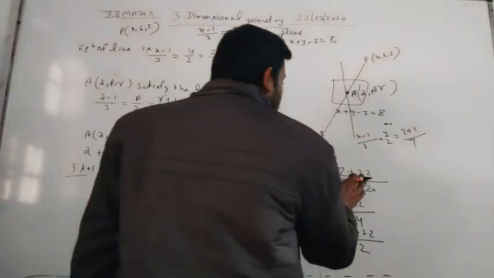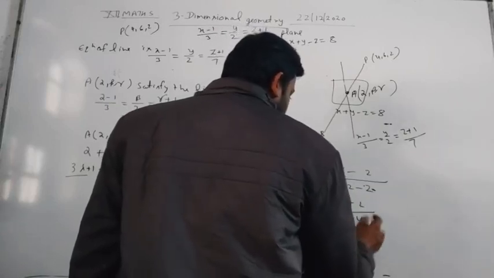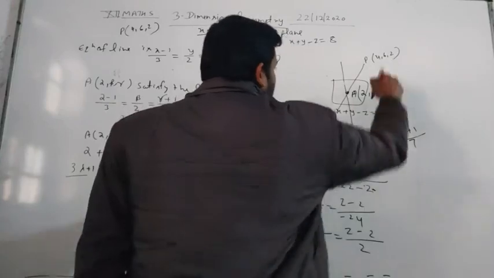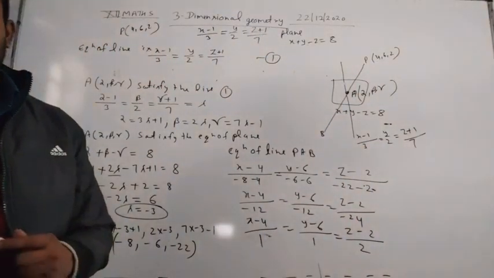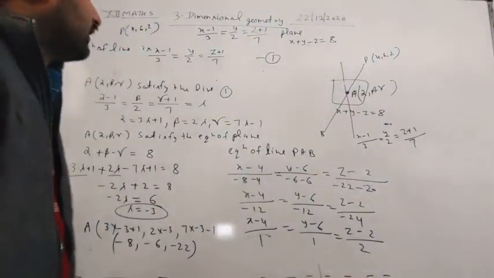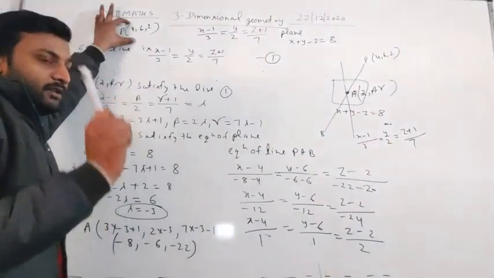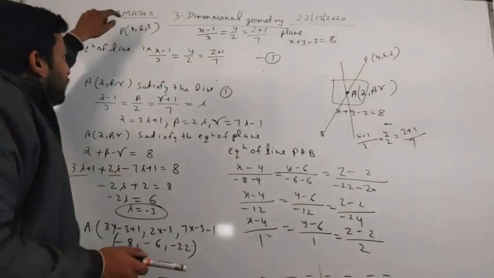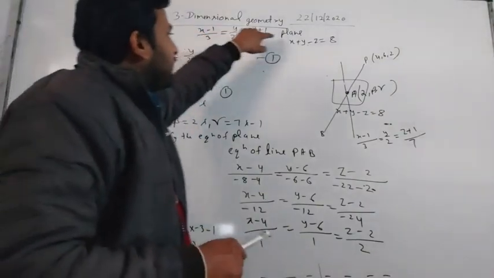Here is, sorry student, here is 2 which is passing through. Okay, because our point is 2, it will be z minus 2. So let's see once again, student. We are given a point and we have to find the equation of the line which is passing through this point and the intersection of this line and plane.